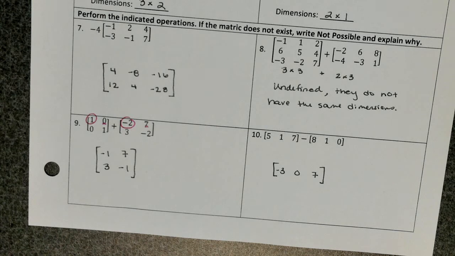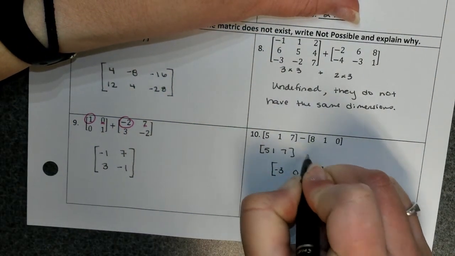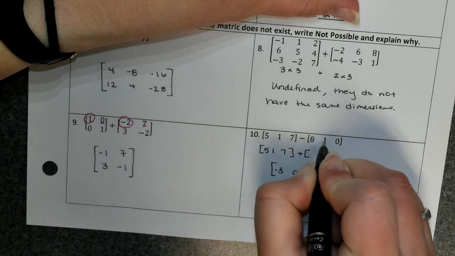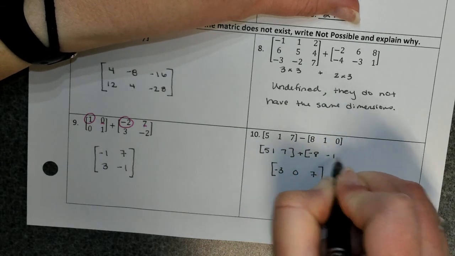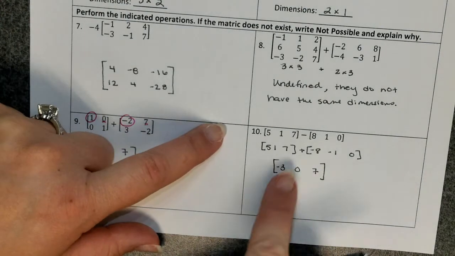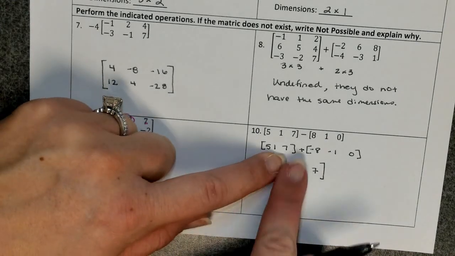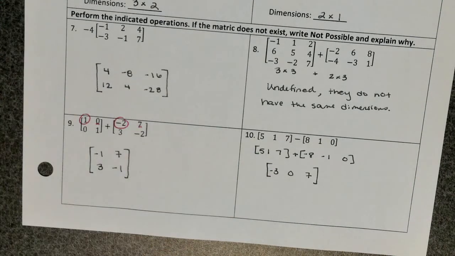Remember, some people like to rewrite their subtraction problems to make them addition problems, and you can do that too. You could have left the 5, 1, 7 alone and changed it to plus a, make all these negative. Negative 8, negative 1, 0 doesn't become negative. And then you add 5 and negative 8, still makes negative 3. 1 and negative 1 still makes 0. 7 and 0 still makes 7. So you can do it that way too. Some people prefer that way, instead of subtracting, they want to add. So that's okay too. Are we ready to flip this over?